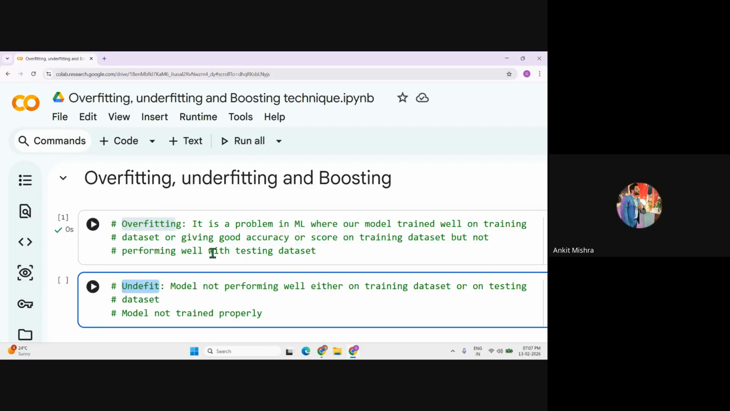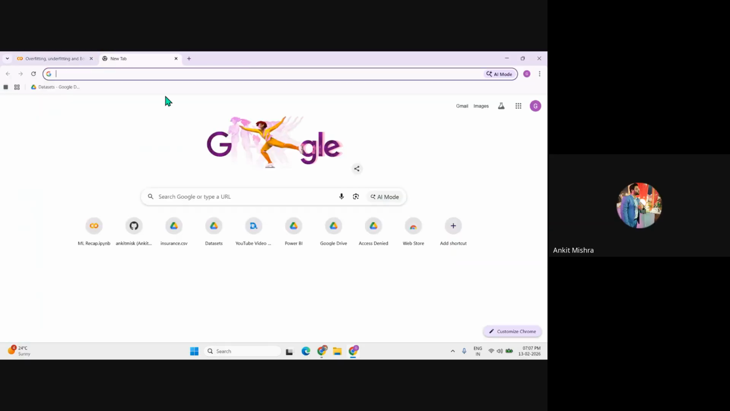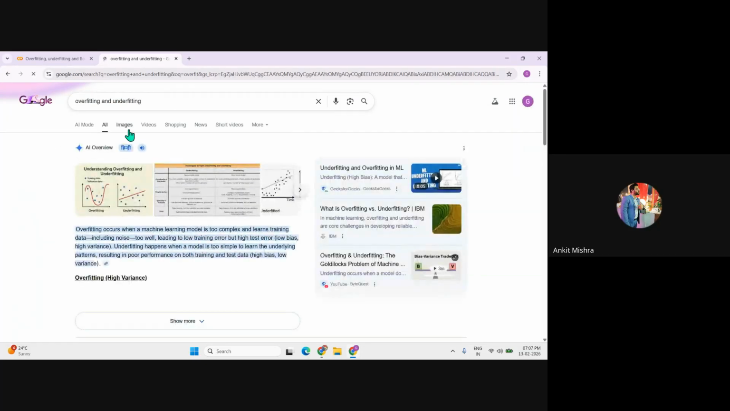But we have some different techniques to overcome these problems, right? We generally counter this kind of problem, the overfitting problem and the underfitting problem. Let me just show this visually, right? So, the overfit and underfit concept in machine learning.